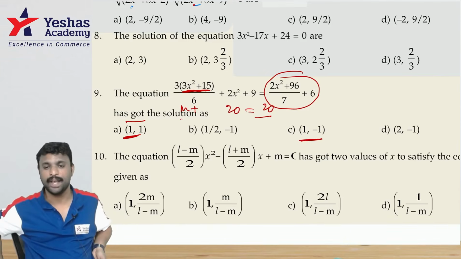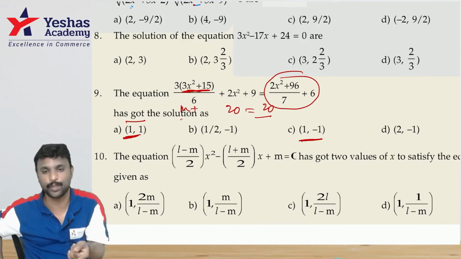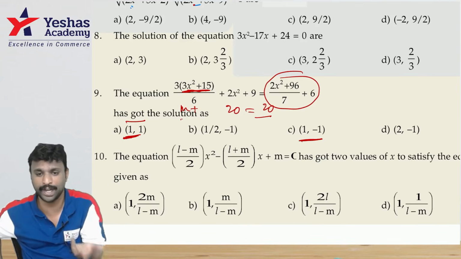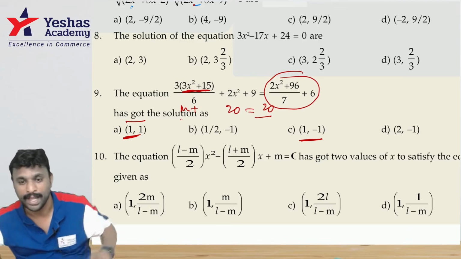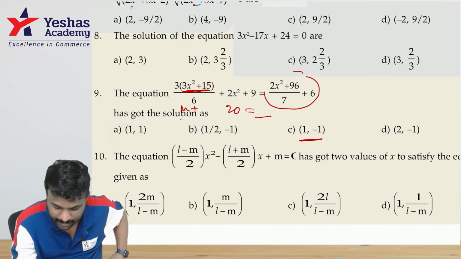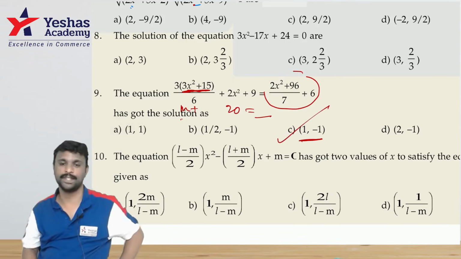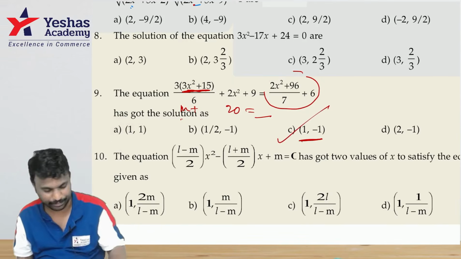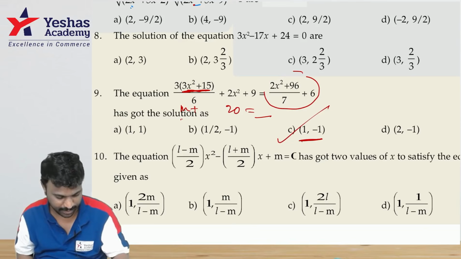Agree why? Because you don't have x, you have x square. Minus 1 whole square also, if you do, you get positive value only. That means it's not just 1, even minus 1 will satisfy the equation. That means option C is the right answer. You understood? Option C is the right answer.